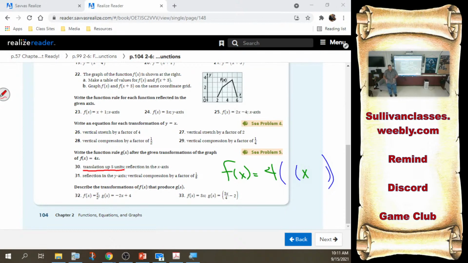Go back to the Holy Grail. Where does the arrow say up? A, B, H, or K? K. Is up positive or negative? So I'll put a +5 out in the K spot. Reflect in the x-axis. A, B, H, or K? A. Stick a negative in the A spot. Well, there's already something there. Okay. It joins it. So my answer is just negative 4x plus 5.